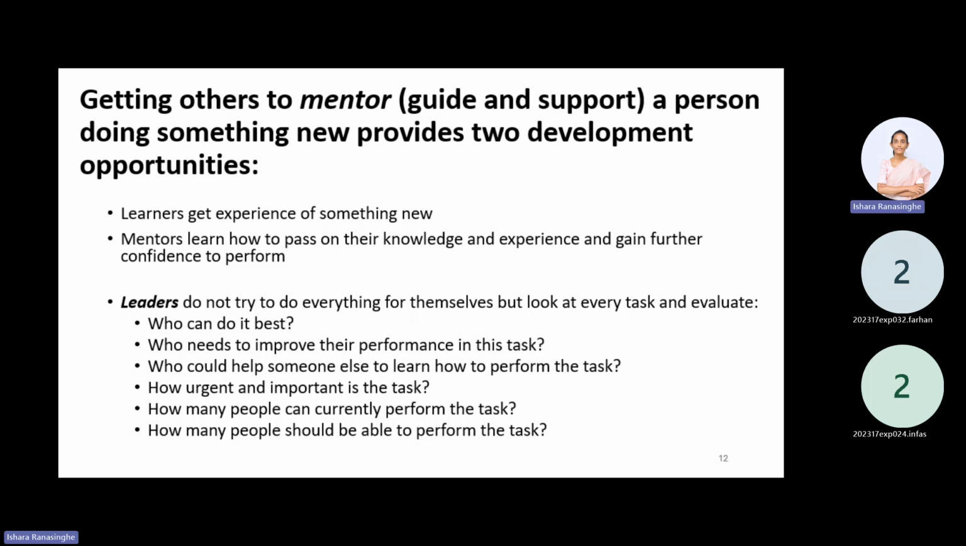Then they will continue if we have selected the correct person, if we are delegating the correct task, if the time also is correct, okay. So then that particular person will continue with the task without supervision. Then as leaders, we can focus on the strategy and see the benefits that we can obtain from the delegation.